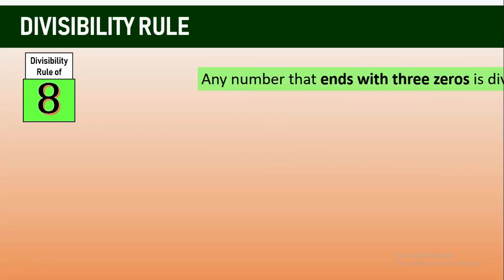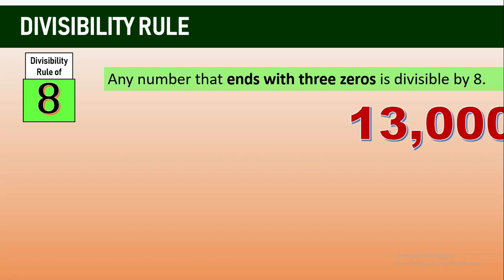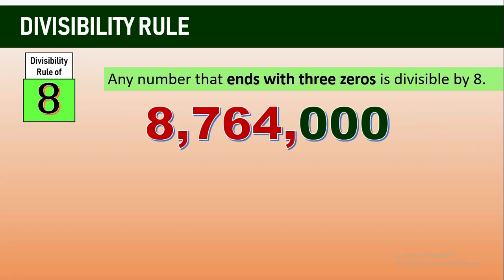Now, let's go to the divisibility rule of 8. Any number that ends with 3 zeros is divisible by 8. Parang sa 4 lang, di ba? Kung sa 4 ay 2 zeros, sa 8, 3 zeros. For example, 13,000. It ends with 3 zeros, so it can be completely divided by 8. Another example is 8,764,000. Katulad din kanina, it ends with 3 zeros. So, alam nyo na nadi-divide siya ng 8 kahit i-check nyo pa sa calculator.